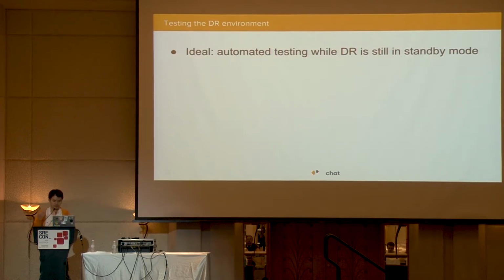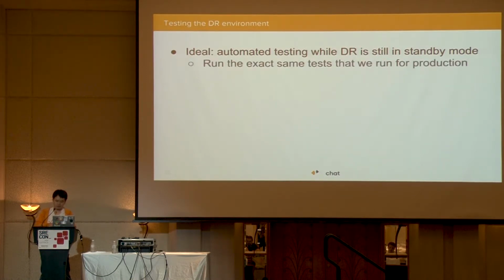Of course, the ideal scenario is that we run automated testing while the DR environment is still in standby mode, and then we just run exactly the same set of browser tests that we run against our production environment. And we run it every time there is a change, either a new deployment of the code, or ops makes a configuration change, we just run the test again. So this is the ideal scenario, which, as you see, never happens.